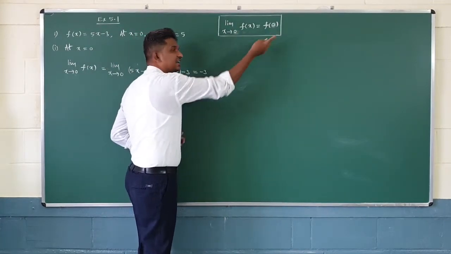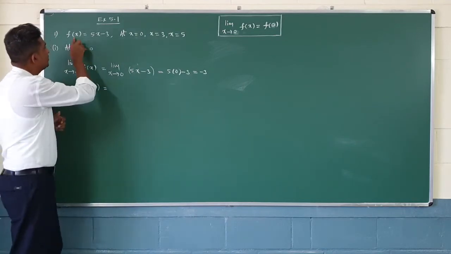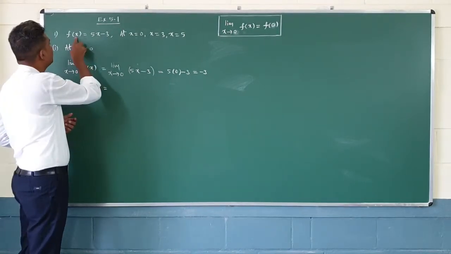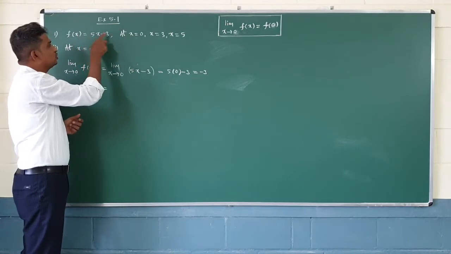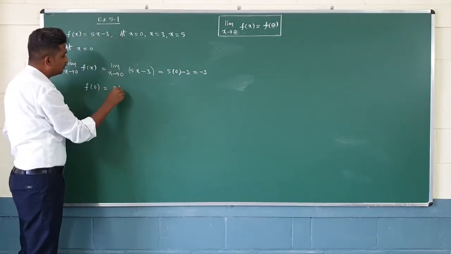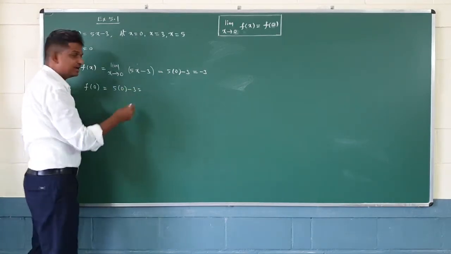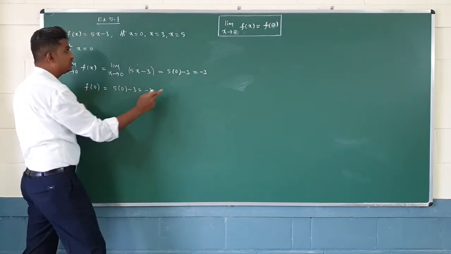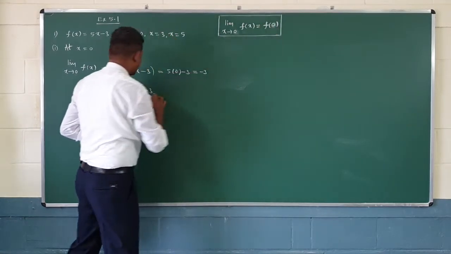Now what will I do? I will calculate f of 0. What is f of x? f of x is 5x minus 3. What is f of 1? 5 into 1 minus 3. What is f of 2? 5 into 2 minus 3. What is f of 0? 5 into 0 minus 3. It's simple. 5 into 0 is 0, 0 minus 3 is minus 3. So f of 0 is also minus 3. When I calculate this value, I got minus 3, and this value also I got minus 3.